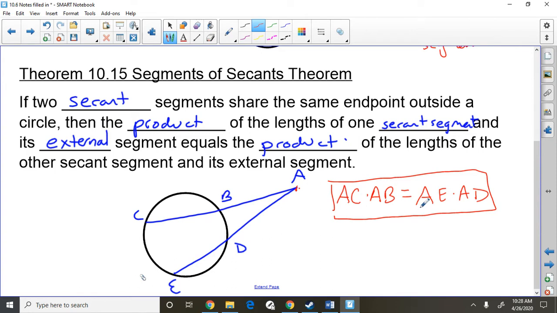All of these theorems can be proven using similar triangles. We probably will not see those proofs, but that's where this relationship comes from, similar triangles and then sides being in proportion.